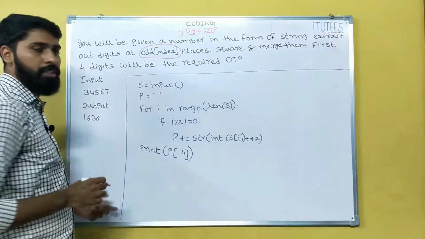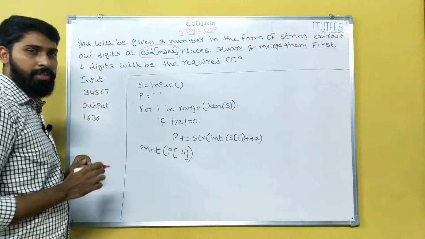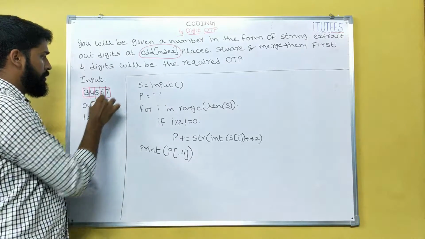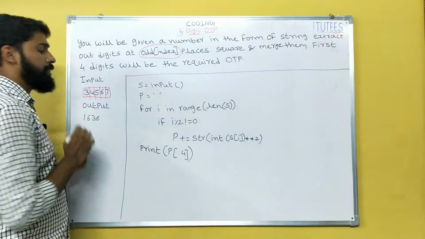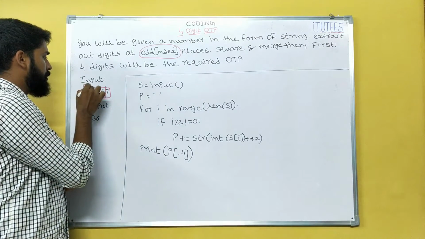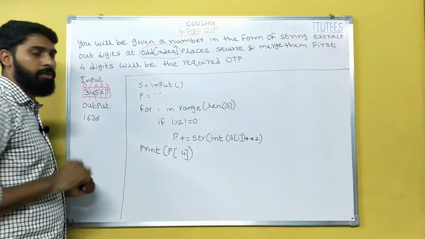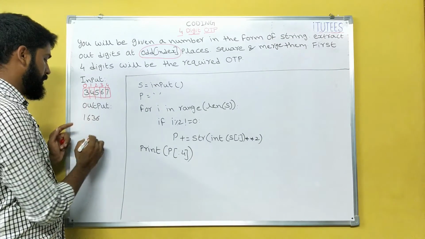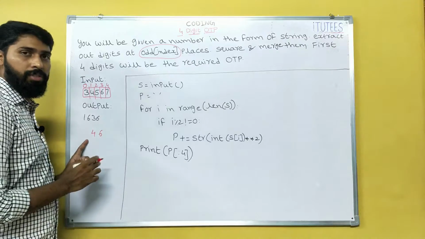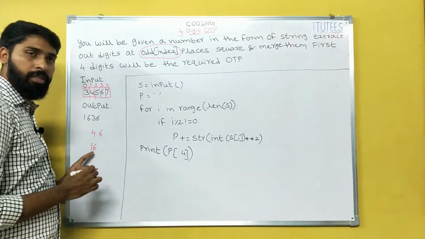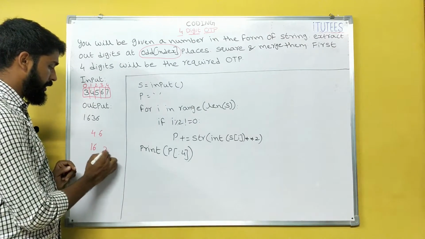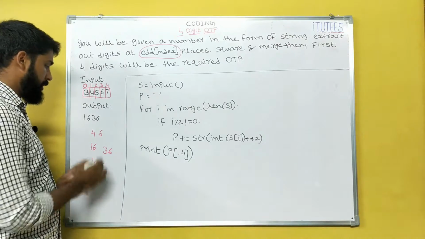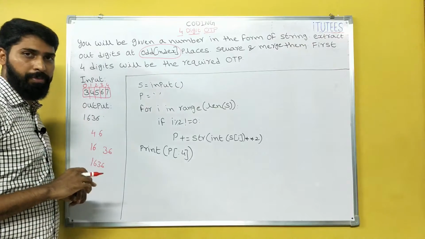For example, this is the input: 3, 4, 5, 6, 7. So this is the string. What are the numbers in the odd positions? The indices are 0, 1, 2, 3, 4. So the numbers in the odd positions are 4 and 6. What is 4 squared? 16. What is 6 squared? 36. We can merge 16 and 36. So that is the 4-digit OTP.